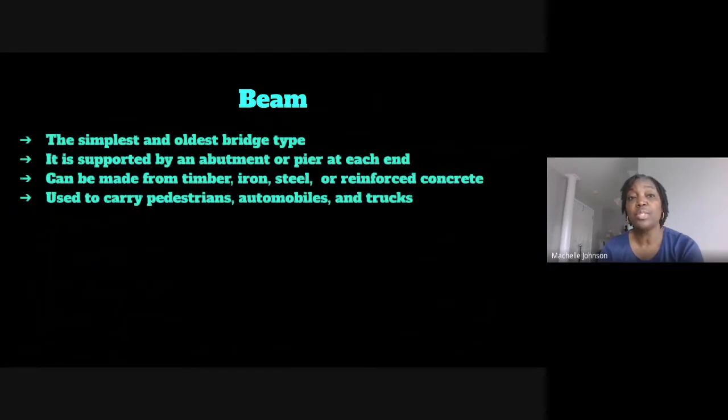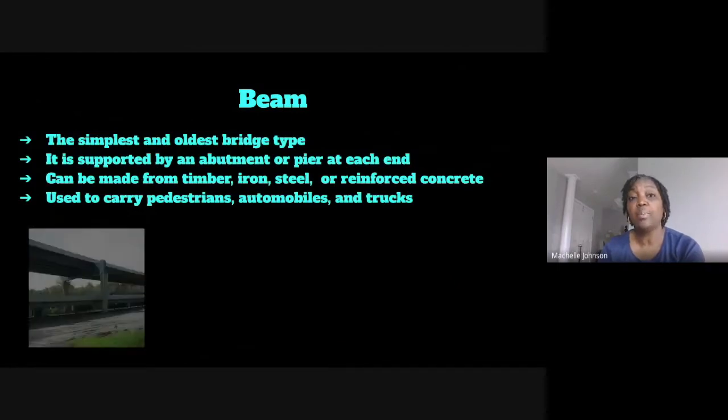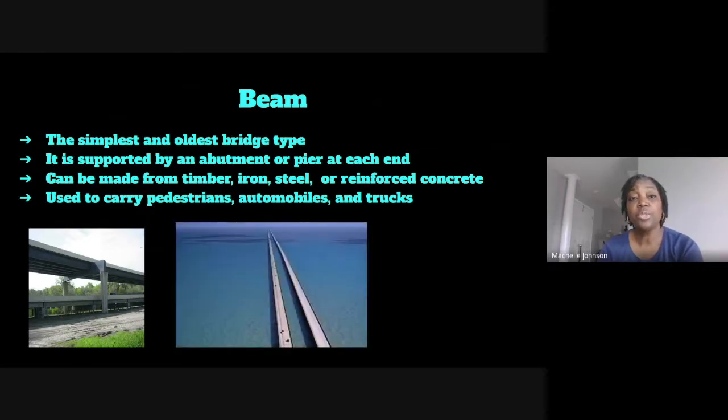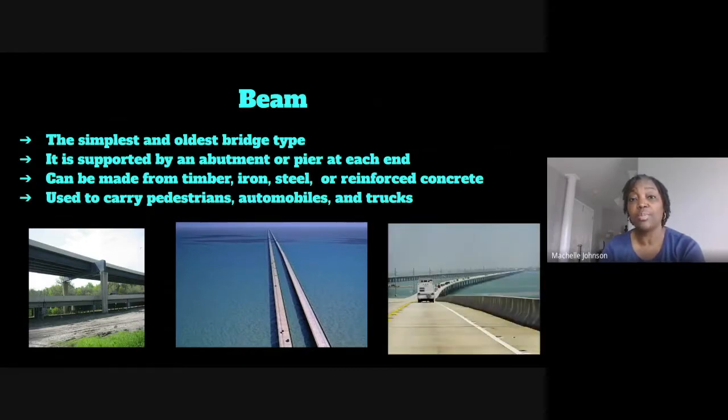The beam bridge is the simplest and oldest type of bridge. It is supported by an abutment or pier at each end. It can be made from timber, that's wood, iron, steel, or reinforced concrete. It is used to carry pedestrians. Pedestrians are walking people, automobiles, and trucks. A beam bridge can go from something really, really simple to these long beam bridges that you see in the pictures.